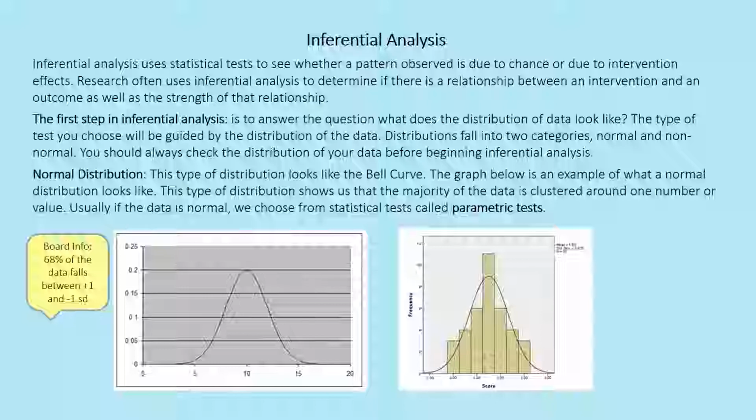Beginning with inferential statistics, the type of distribution we look at when we look at normal is called the bell curve. The graph below is an example of a normal distribution and how it should look. This type of distribution shows that the majority of the data is clustered around one number or value. Usually the data is normal. We choose from statistical tests that we call parametric tests, and they run off of normally distributed data. A little note for your boards is that 68% of the data will fall between +1 and -1 standard deviations from the mean.